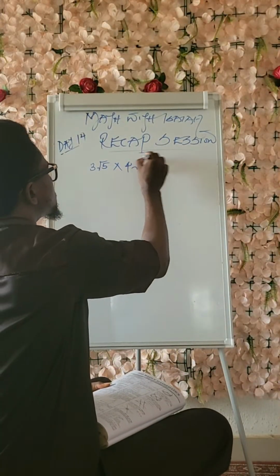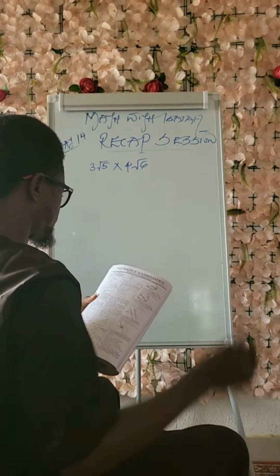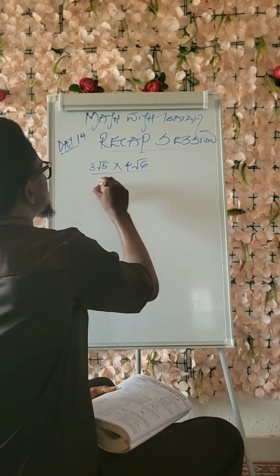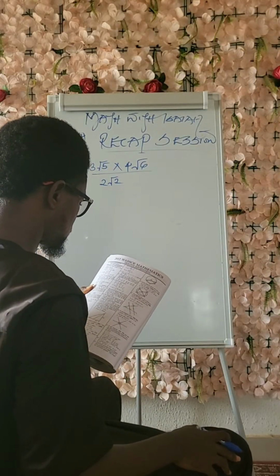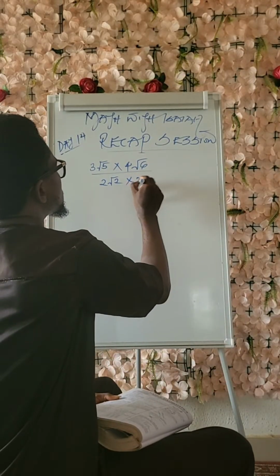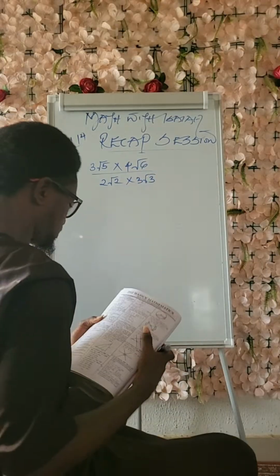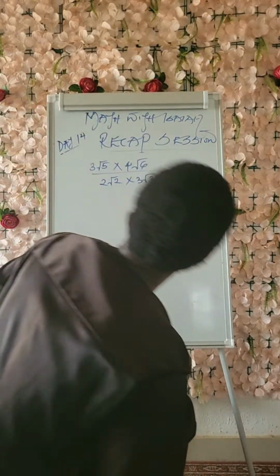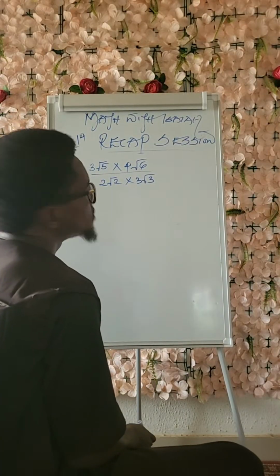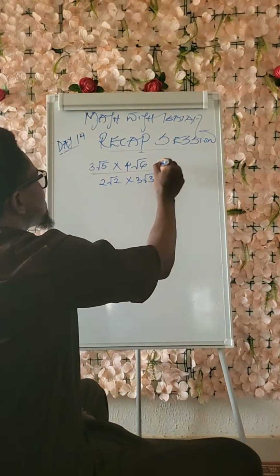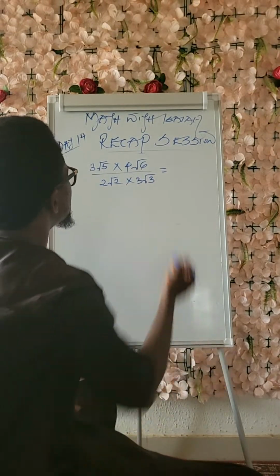Times 4 root 6 over 2 root 2. Is it times or plus? Yeah, times. 2 root 2 times 3 root 3. Now, how do you simplify something like this? I've just seen the question for the first time. Well, you just multiply directly.